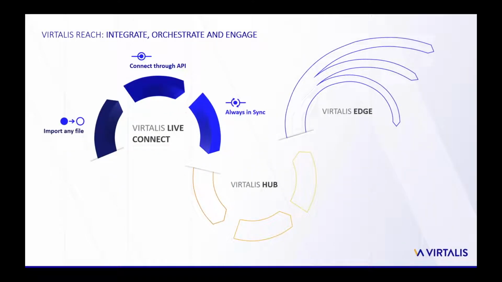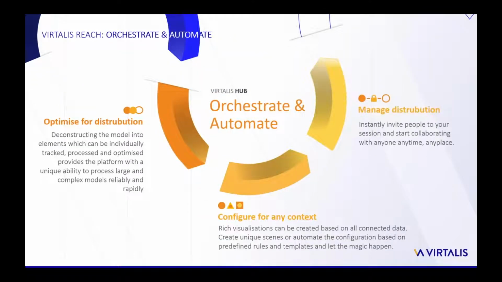And so on to the Orchestrate layer. This is the heart of Virtalis Reach, really. And at the heart of that is the hub, Virtalis Hub, where the information you've ingested is stored, ready for use in visualizations. However, this Orchestrate stage is also the place where we begin to process and prepare the information for visualization. And this is one of the reasons we've been able to lower the barrier to entry in terms of hardware for end users across the board. So let's look at that in more detail.